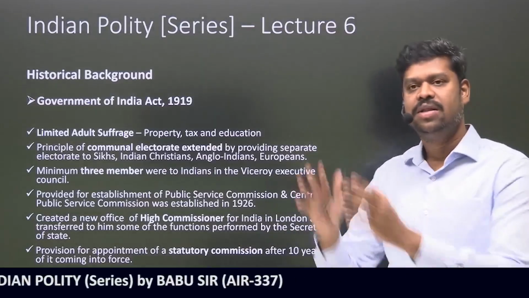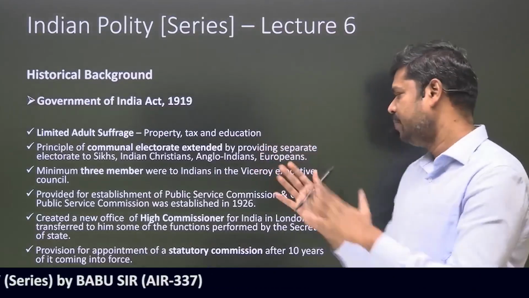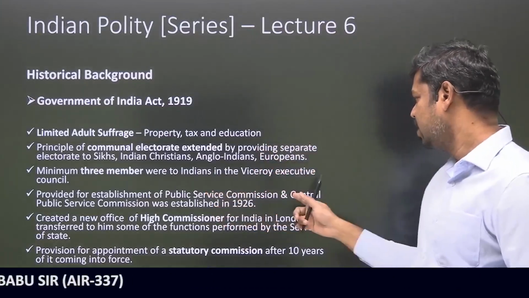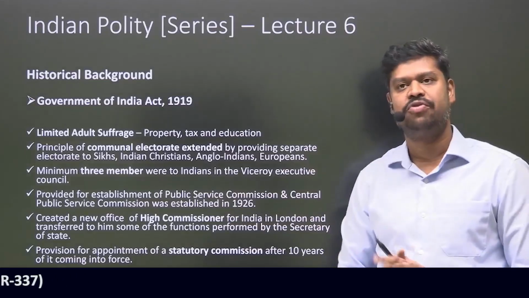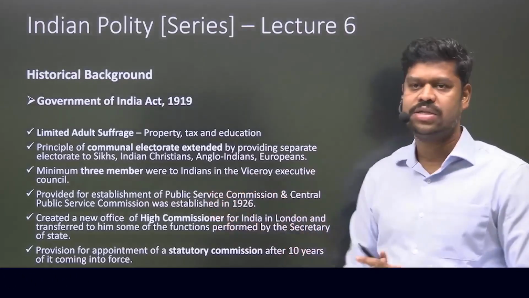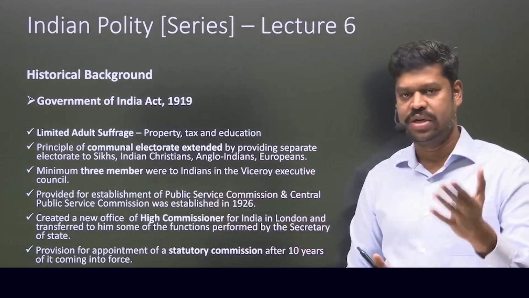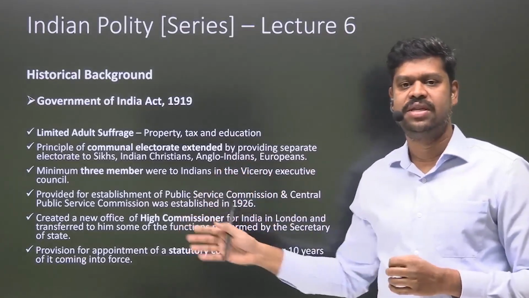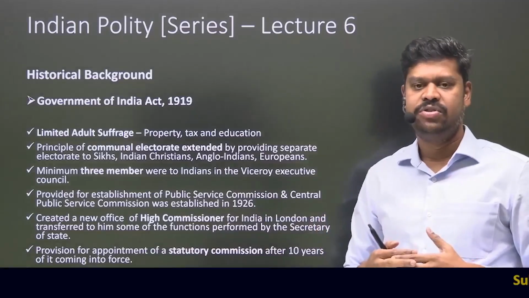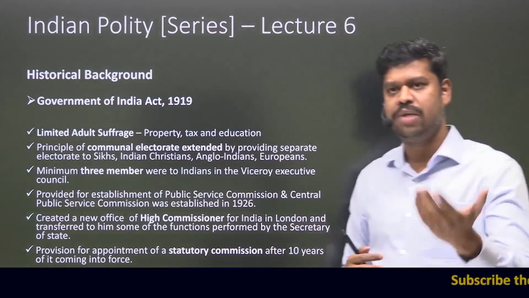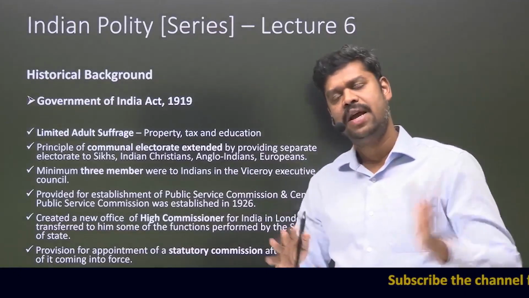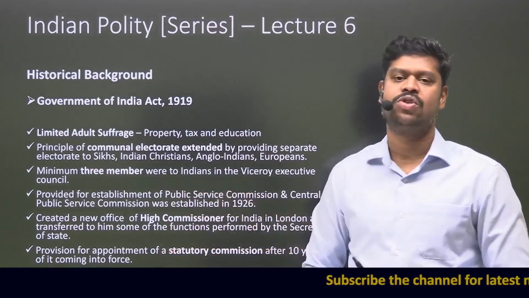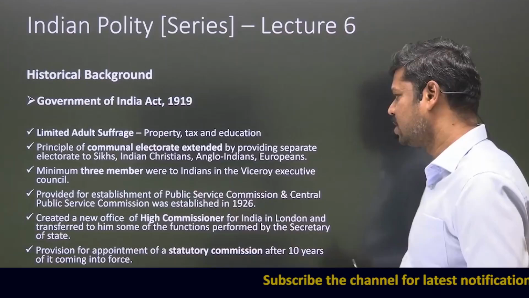One is for the center, the Central Public Service Commission, and for every province there was what is called a Provincial Public Service Commission. So that is basically what you will have to understand. Now this Public Service Commission is the genesis of what we have today, which is also renamed as the Union Public Service Commission for the center, and for every state they have what is called the State Public Service Commission.